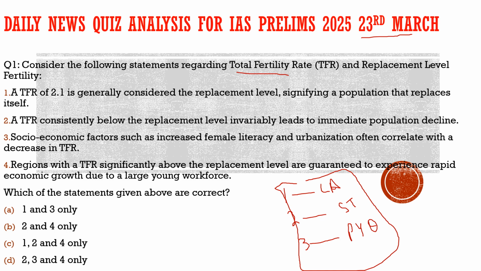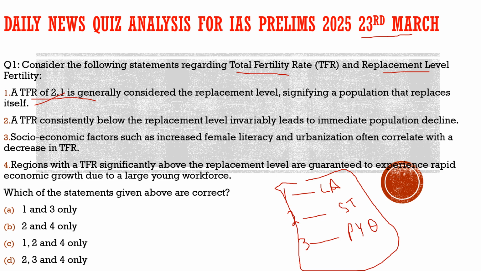Here the question says, consider the following statements regarding the total fertility rate and replacement level fertility. First statement: total fertility of 2.1 is generally considered the replacement level, signifying a population that replaces itself. 100% correct. Exactly, this is 100% true. If total fertility rate is 2.1, then it is considered the replacement level. It is the replacement rate. So it signifies a population that replaces itself. So the first statement is correct.